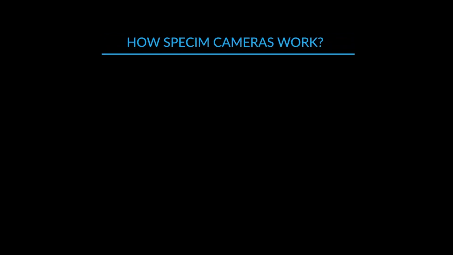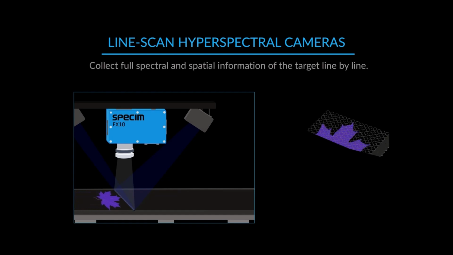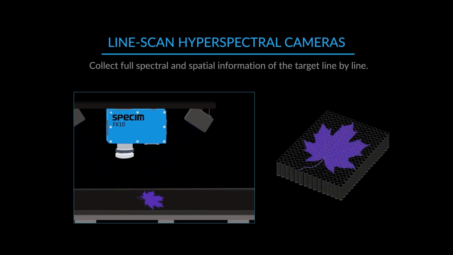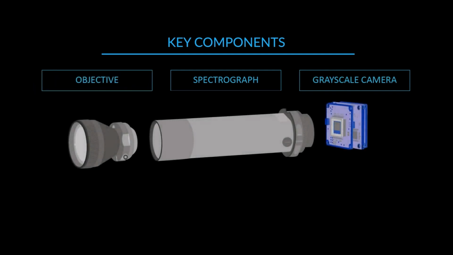We will introduce how different hyperspectral cameras work. There are different ways to collect hyperspectral data. Most of these products are line scan hyperspectral cameras. They collect full spectral and spatial information of the target line by line. Sometimes the term push broom is used for the same technology. The key components of a line scan hyperspectral camera are an imaging spectrograph, a grayscale camera, and an objective. All of these components must be optimized for the camera's wavelength range.